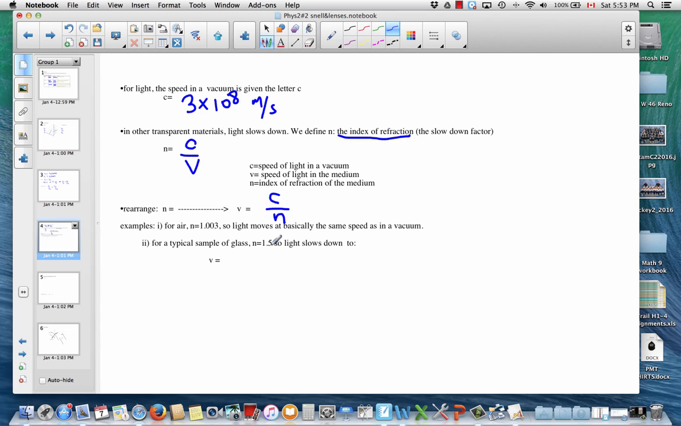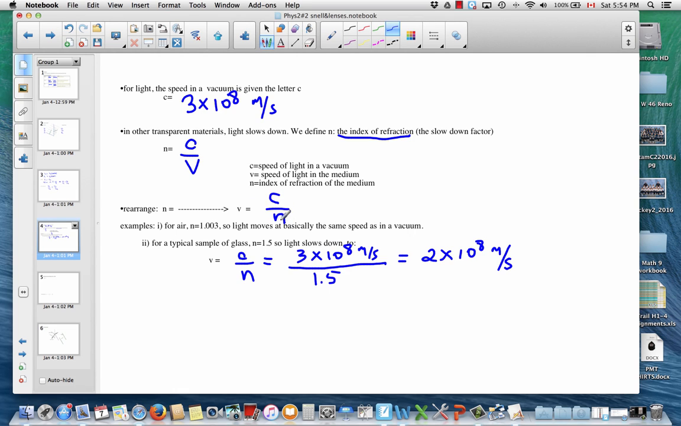So for instance, for air, n is about 1. It's really close to 1. So that means that light isn't slowing down very much as it moves through air as compared with its ideal speed in a vacuum. Right? It's just a tiny bit less. By contrast, in glass, the index of refraction is about 1.5. So that means that the speed of light in glass has slowed down from 3 times 10 to the 8 meters per second, its vacuum speed, down to a speed of 2 times 10 to the 8 meters per second. So we see that the speed is inversely proportional to this index of refraction.